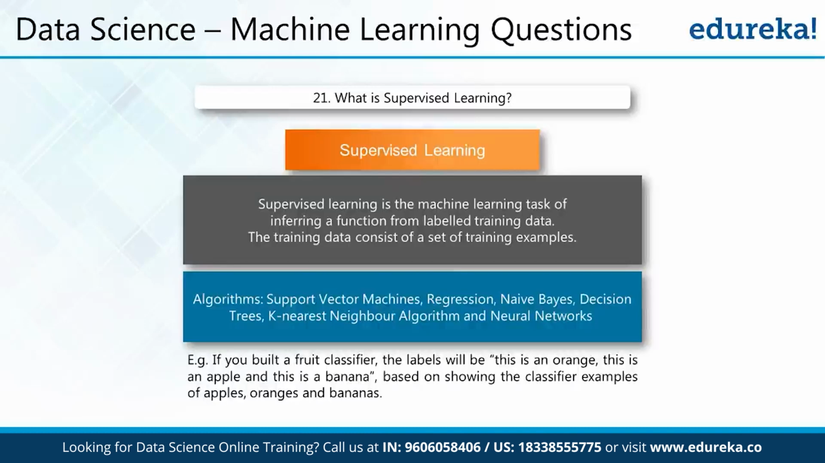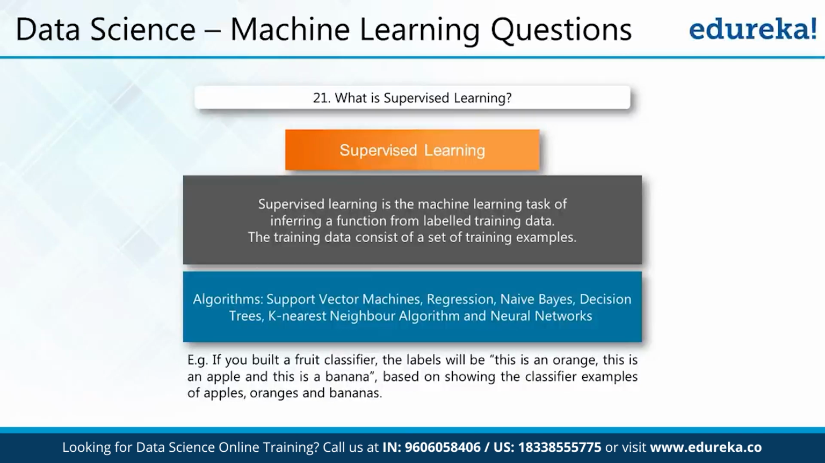So if you have, then the approach could be a supervised learning approach, versus if you don't have, then the approach is more unsupervised. Some examples of the algorithms are support vector machine, regression, naive-Bayes, decision trees. All of these are supervised learning algorithms.